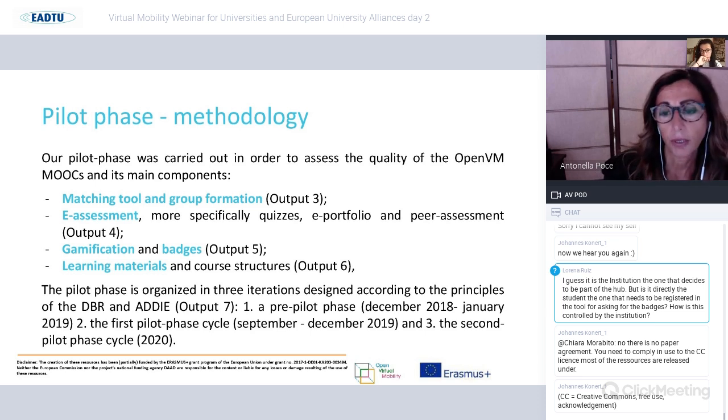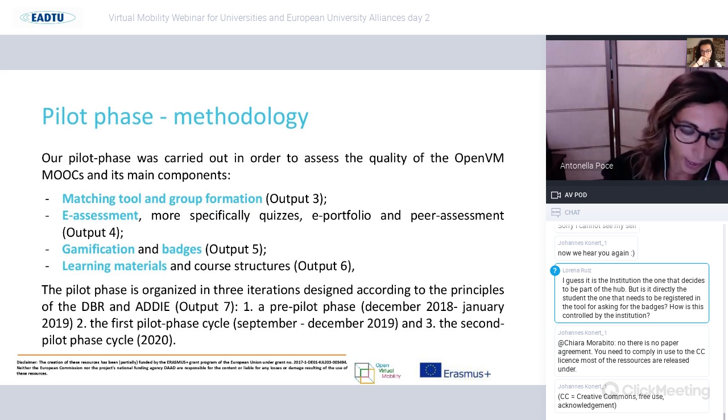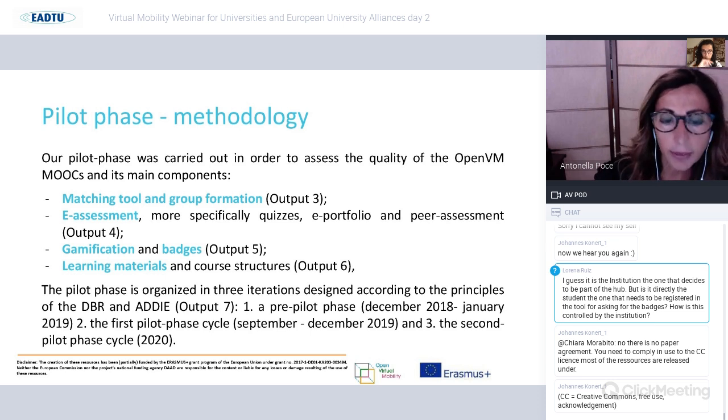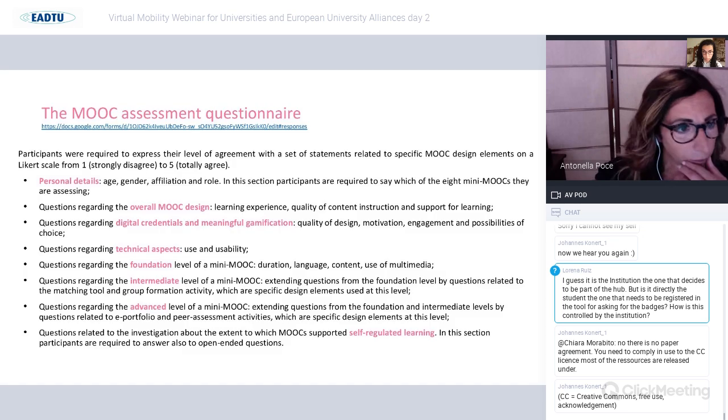And of course, we try to focus on the principles at the basis of our project, that is TBR and ADDIE. And the data you're going to see in a minute are related to different pilot phases: a pre-pilot phase, which occurred in December 2018, January 2019, a first pilot phase cycle, September-December 2019, and the second pilot phase cycle in 2020. So data were collected over different times.